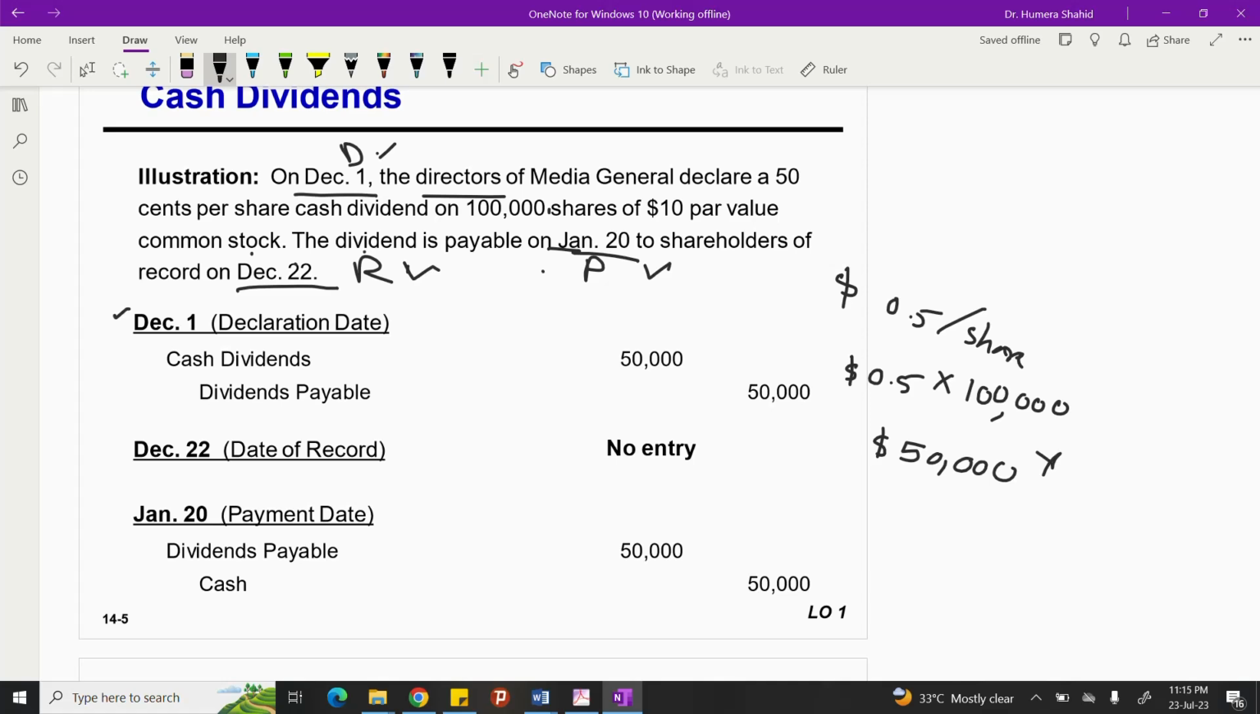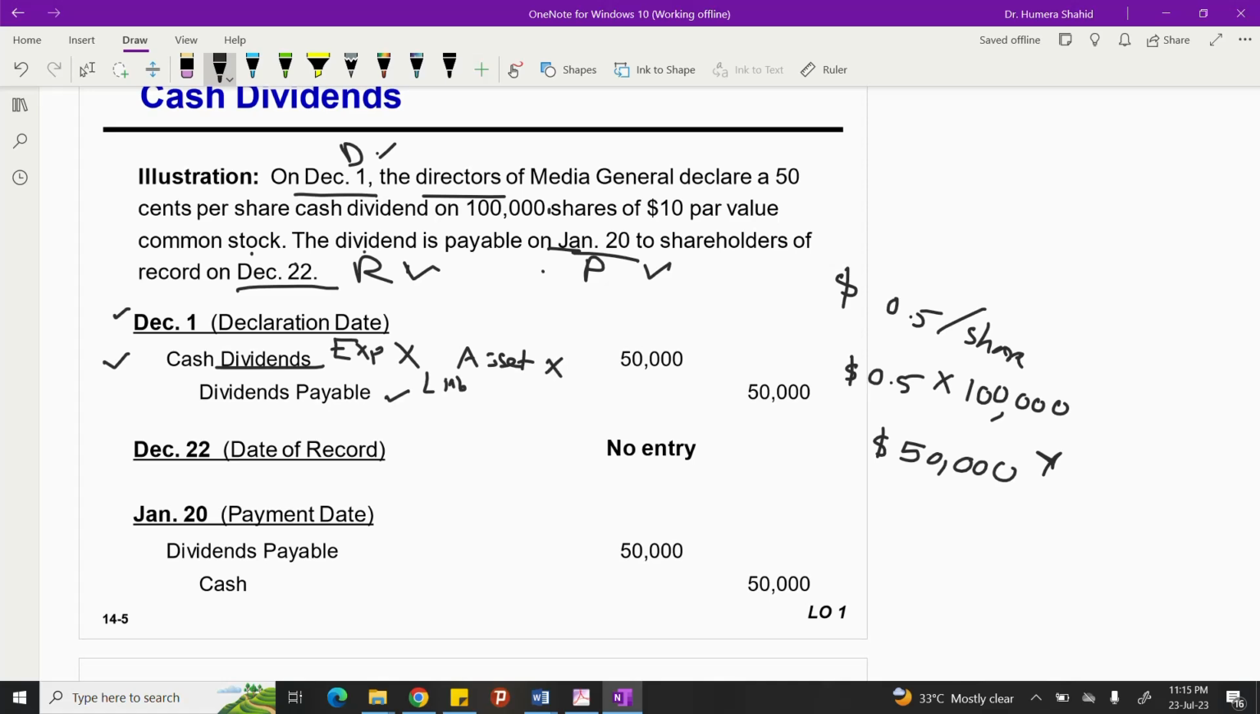We just did the calculation over here. So cash dividend gets debit and it becomes a liability for the company to be paid. So dividend payable gets credit. So dividend payable is a liability. What is cash dividend? Why are we debiting it? It is not an expense. It is also not an asset.